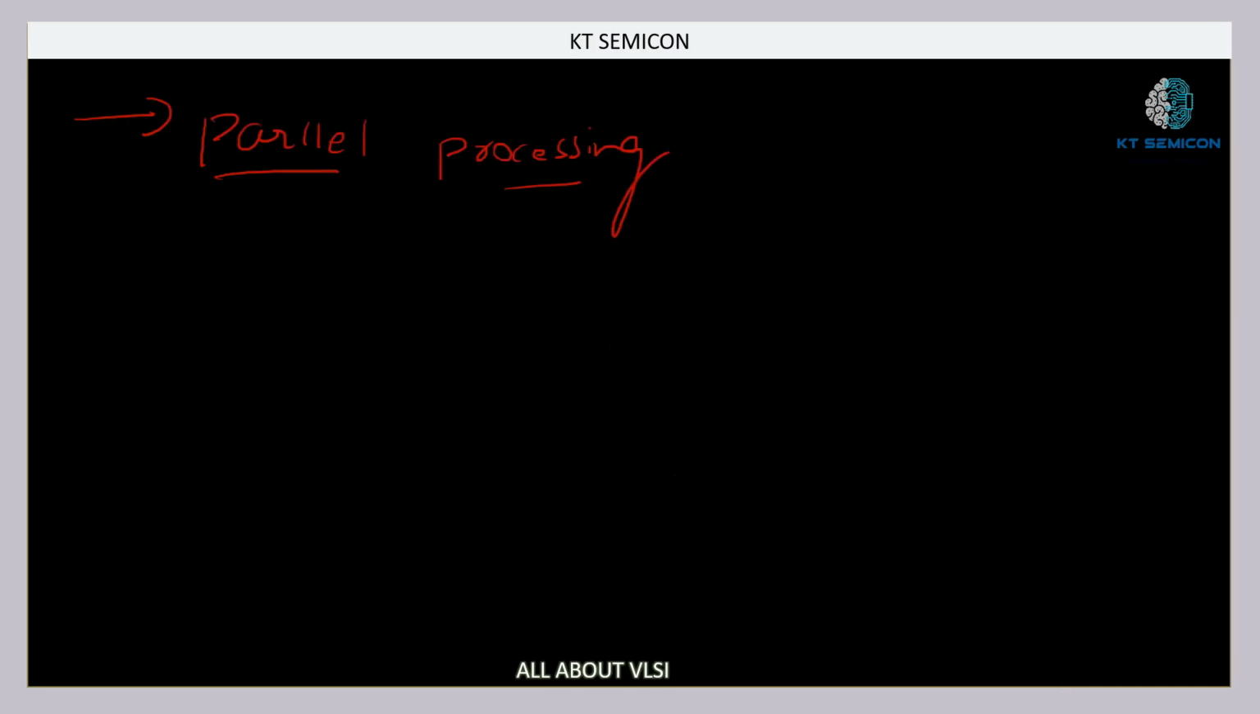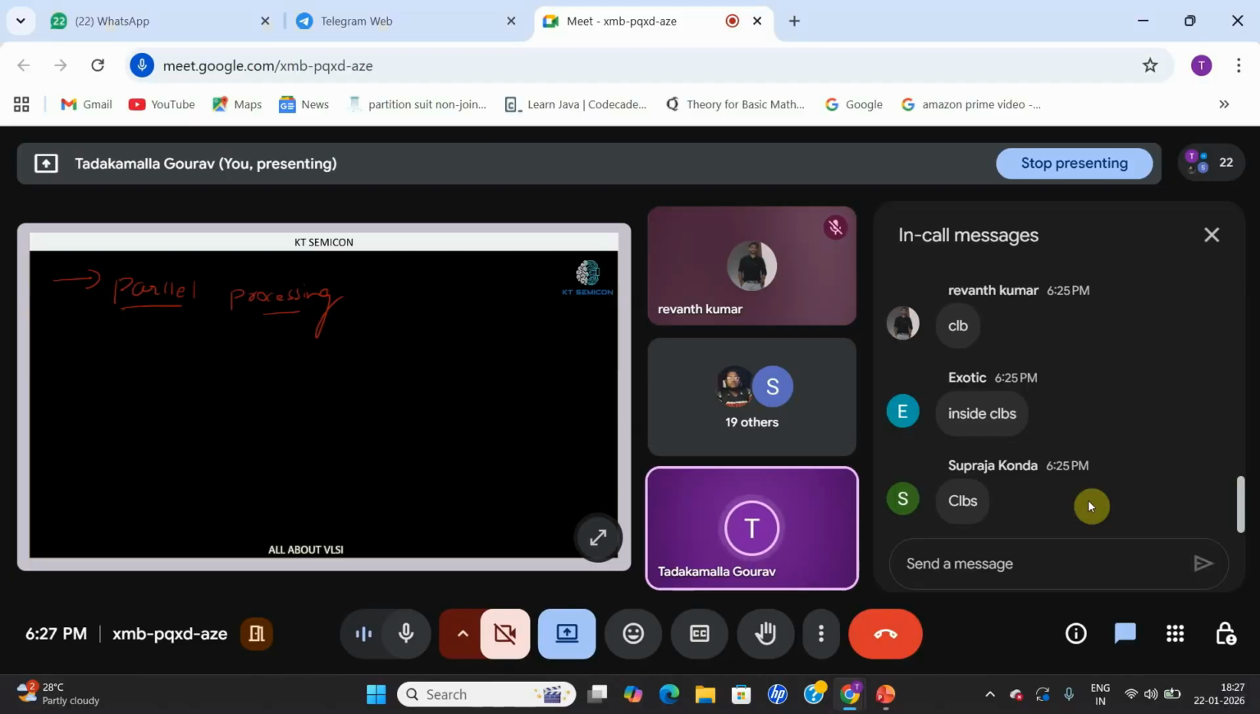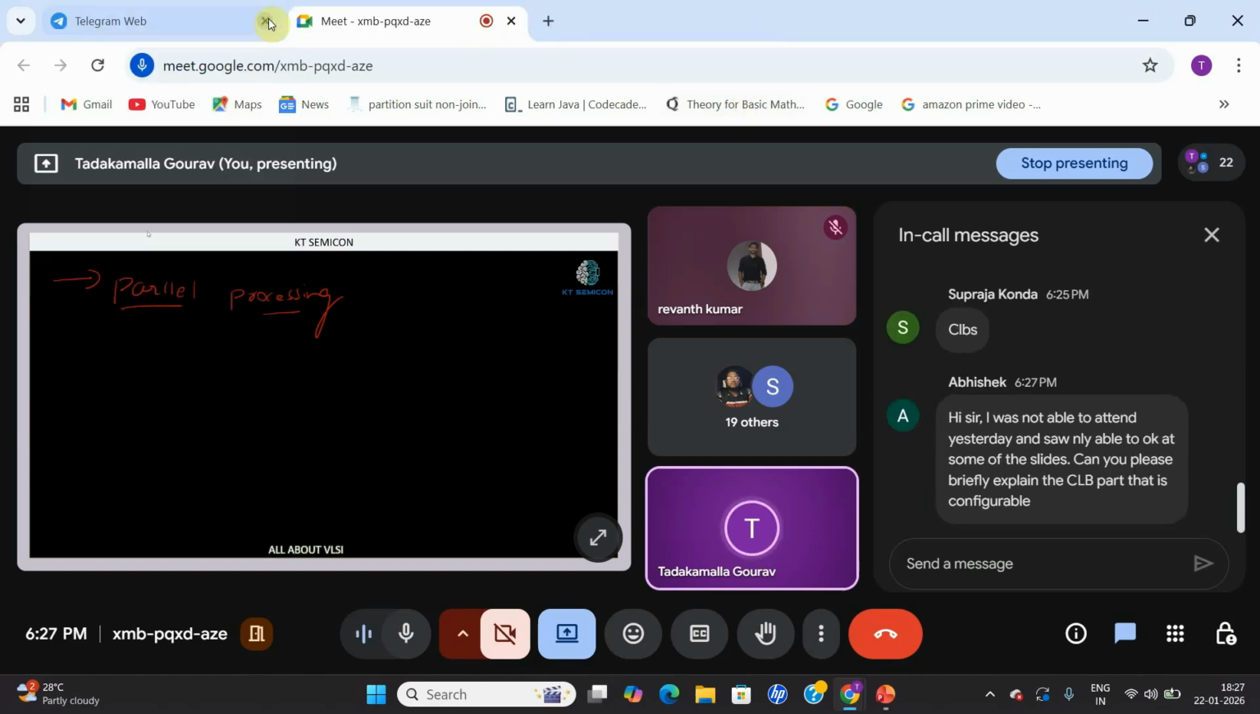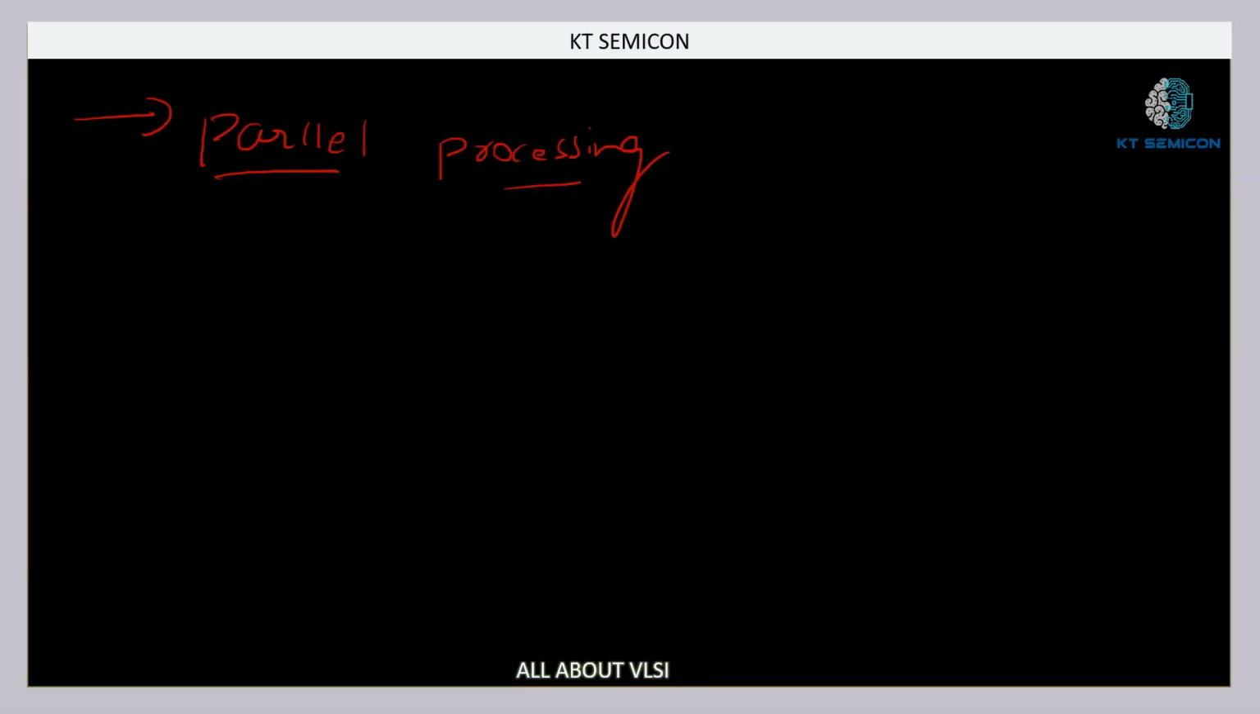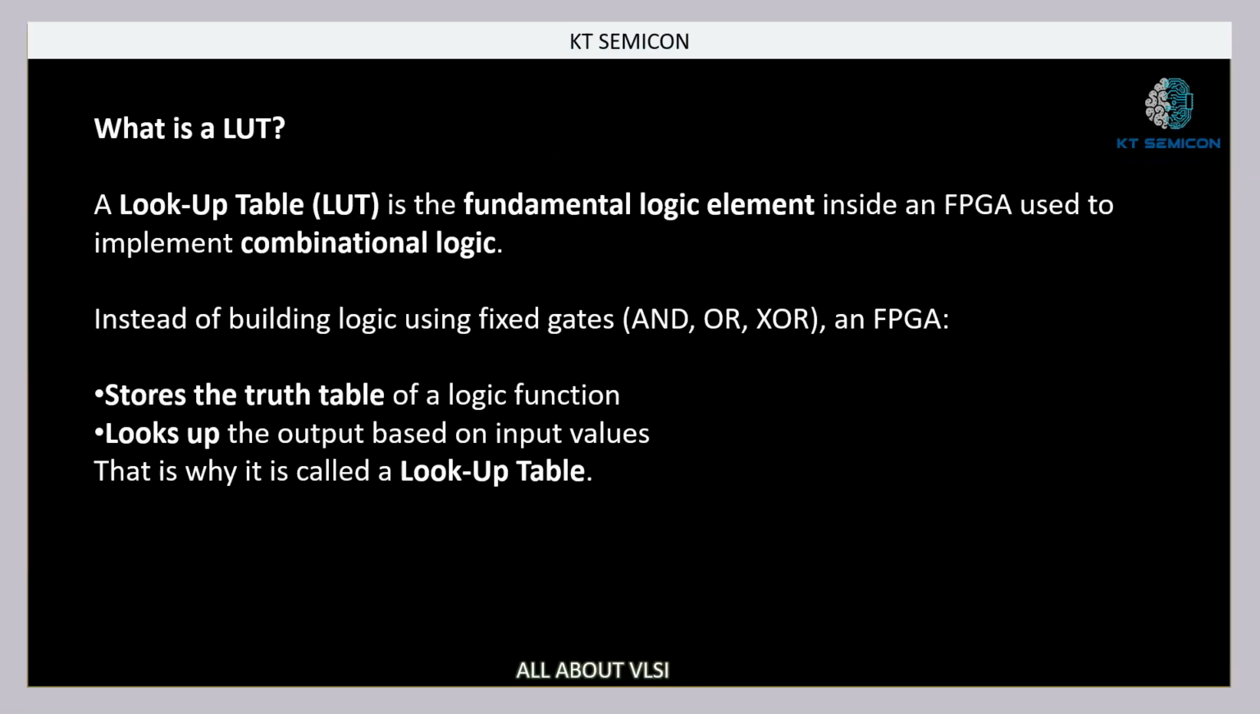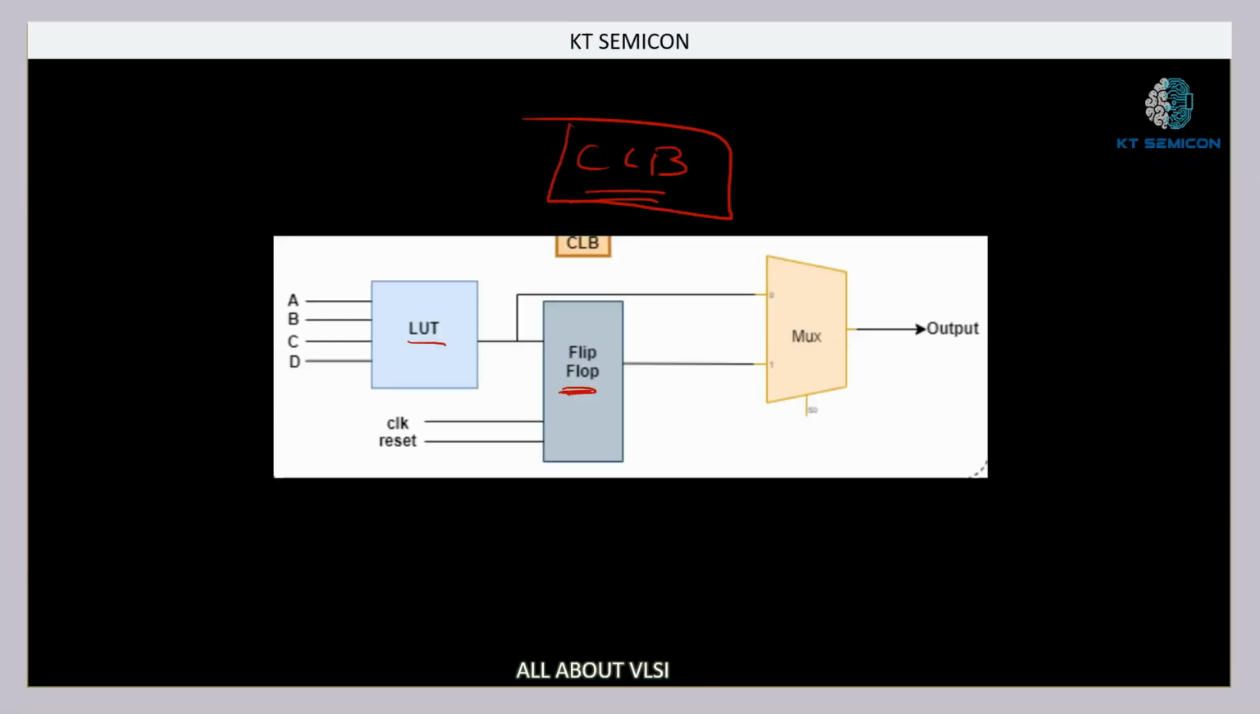So yeah, we missed one small concept which is known as parallel processing. During our discussions, we saw that FPGAs have the ability to do parallel processing. Now how FPGAs achieve this parallel processing is with the help of these CLBs.